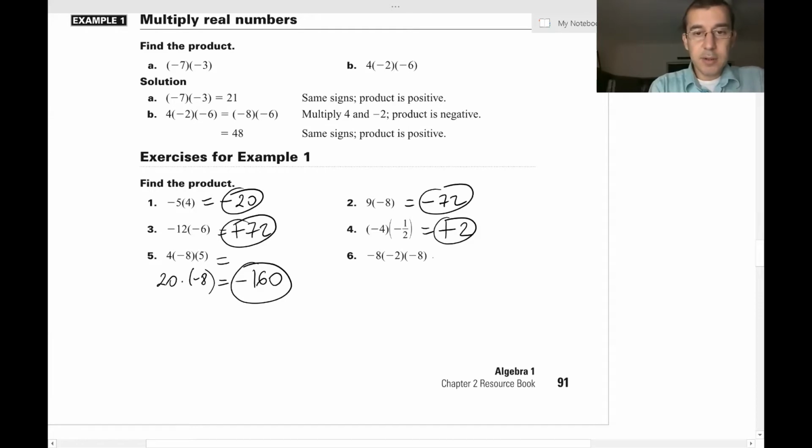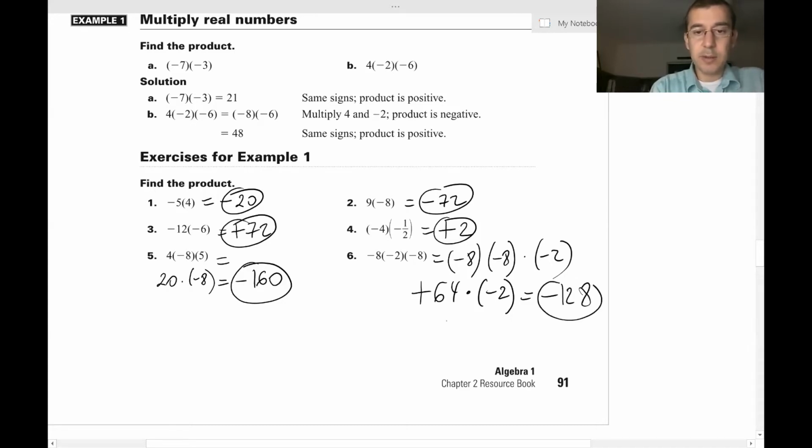Number 6. Let's do 8 times 8 first. So minus 8 times minus 8, then times minus 2. Minus and minus is plus. 8 times 8 is 64, times minus 2. It's going to be minus, and then 2 times 4 is 8. 2 times 6 is 12, so minus 128.